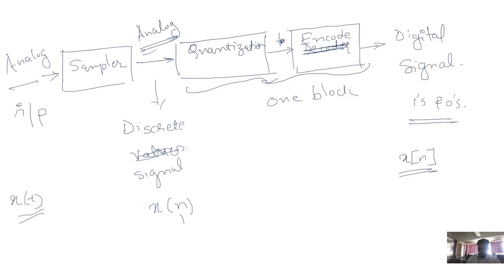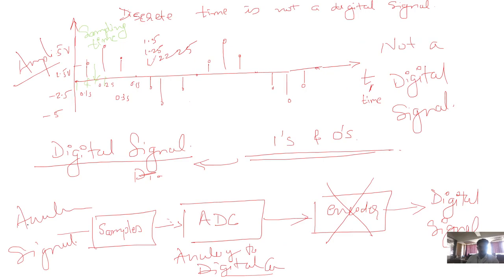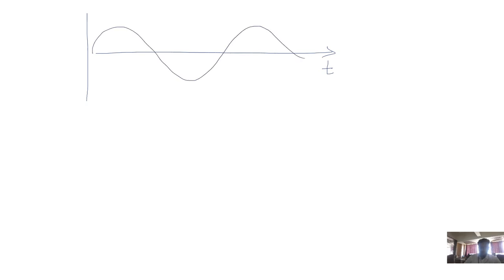What does this n mean? Now understand this. In the analog signal it was easy. Let me just draw it again. This is t, and this is my signal, something like this. So I can say that a signal x of t at, say, t equal to 0.001 second, I can do like this.